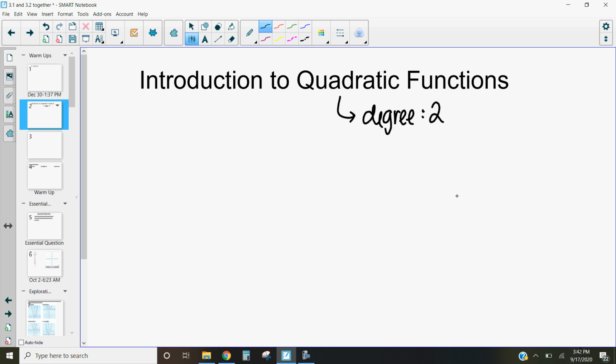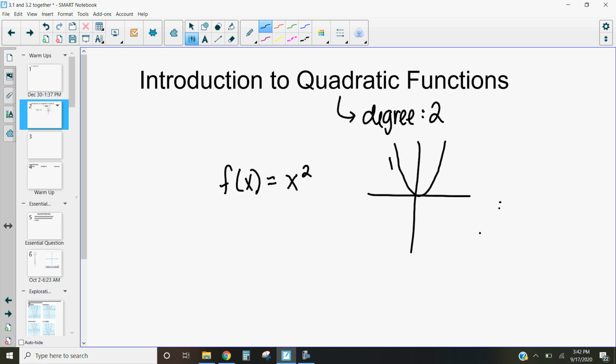So most commonly, we talk about seeing the parent function of a quadratic function, and that parent function is usually in the form of f of x equals x squared. Now, as we take a look at what this graph looks like, we can put those points in, see what happens, but really what we're looking at is a shape that's kind of this U shape, where it's decreasing on one side, increasing on the other.